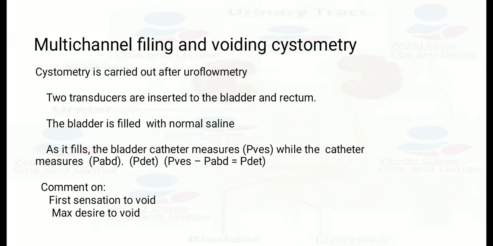Now, the detrusor pressure is shown by PDET. Okay, now how would you measure PDET or detrusor pressure? That is when we subtract abdominal pressure from vesical pressure. And comments on first sensation to void and maximum desire to void.